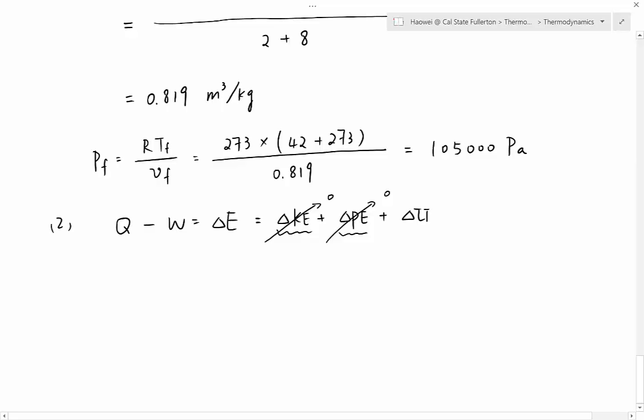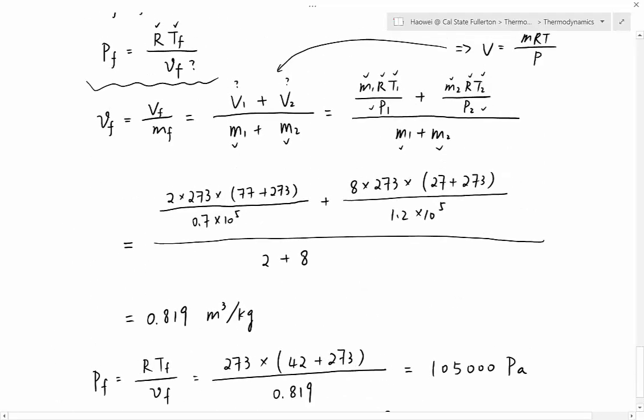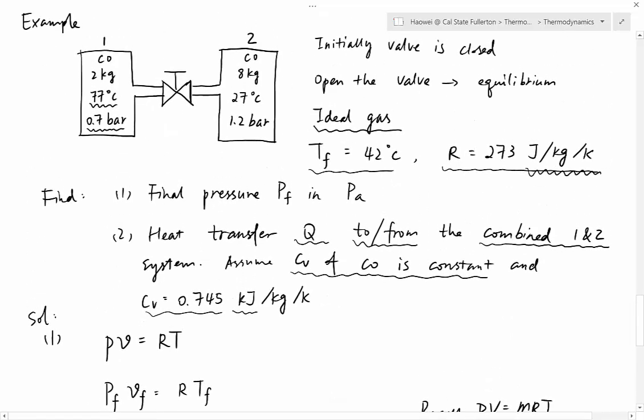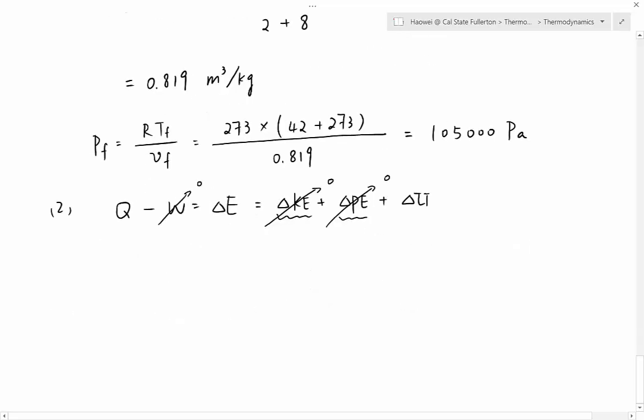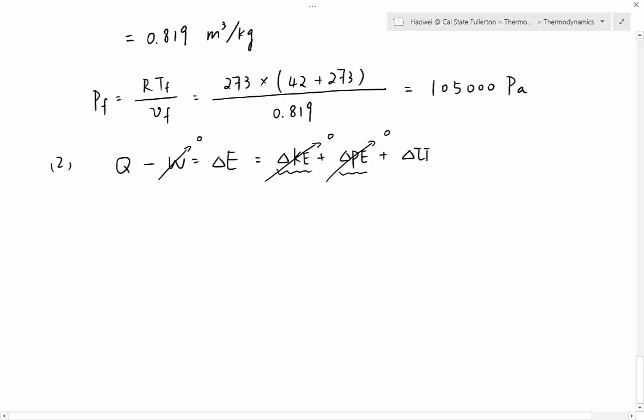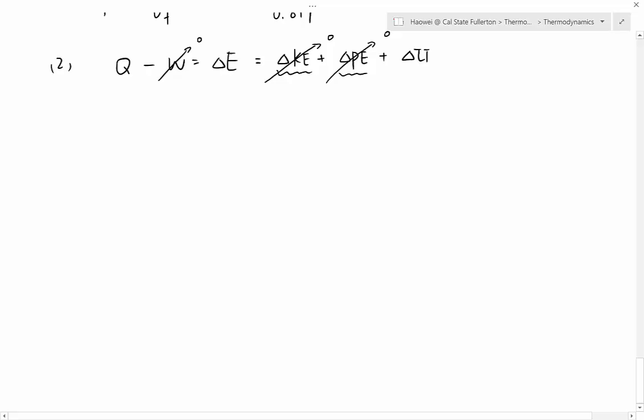And then there's one last term that is 0. Which one is that? Do we have work? Does the gas generate work or consume work? In other words, does the gas push something, such as a piston, or does the gas get pushed by something, such as a piston? No, there's no moving parts in this question, so there's no work involved. So work goes to 0. The system doesn't generate work or consume work. So this equation becomes Q is equal to delta U.